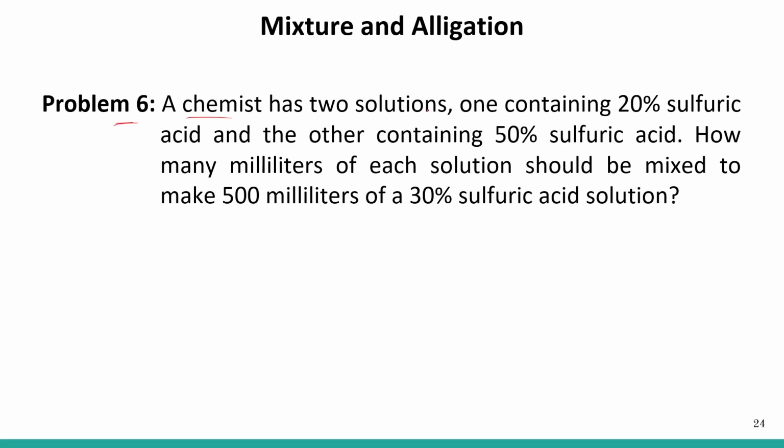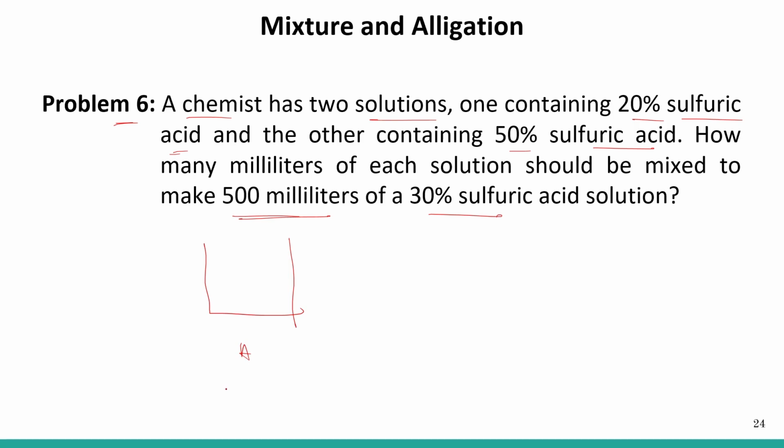So let's see problem number 6. A chemist has two solutions, one containing 20% sulfuric acid, and the other containing 50% sulfuric acid. How many milliliters of each solution should be mixed to make 500 milliliters of 30% sulfuric acid solution? Okay. So you have again two jars, right?